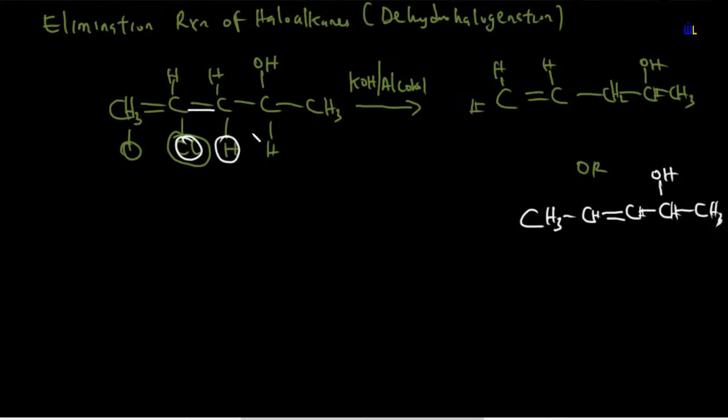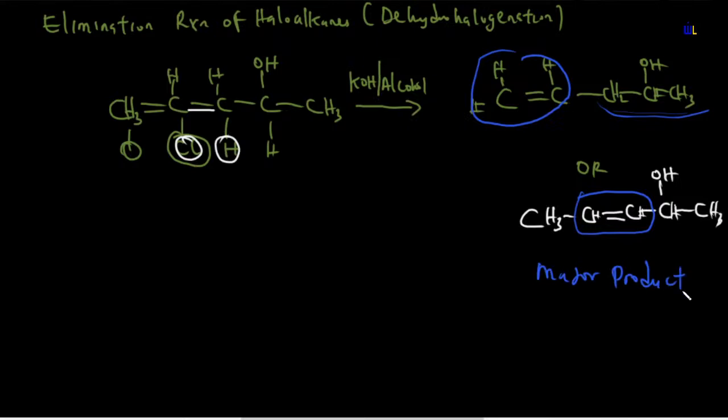If we are to consider the first, the multiple bond is here, and you have just one alkyl group attached to the carbon-carbon multiple bond. But in this case, the multiple bond is here, and you have one alkyl group on this side, one alkyl group on this side, which means according to Zaitsev's rule, the major product is the one that has more alkyl groups surrounding it. So this is the major product, while this is the minor product.